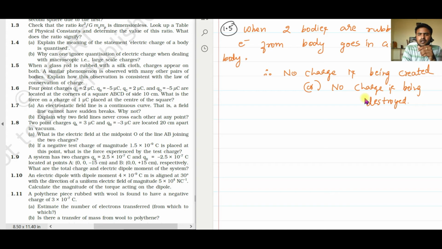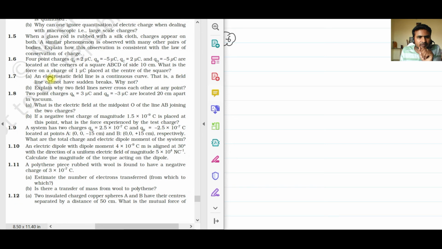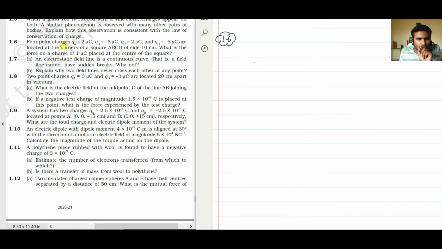All right, now we'll move on to the next question, which is 1.6. A similar problem we have already solved when we were covering the concepts. Let's see what this question is all about. Question 1.6 says 4 point charges QA, QB, QC and QD are located at the corners of a square of side 10 centimeter. What is the force on a 1 coulomb charge placed at the center of the square? Let us draw the diagram and try to understand this.